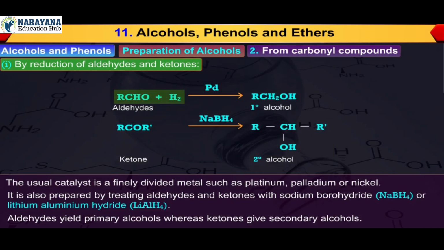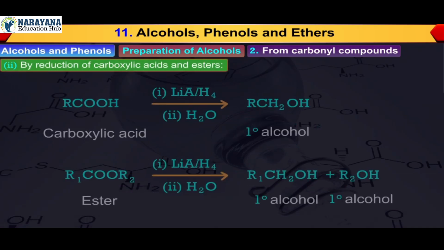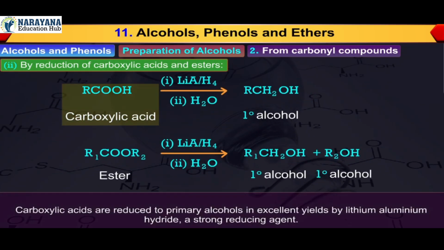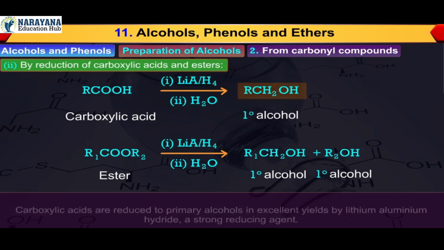RCHO plus H2 in the presence of Pd gives RCH2OH. RCOR' in the presence of NaBH4 gives RCHOH-R'. 2. By the reduction of carboxylic acids and esters. Carboxylic acids are reduced to primary alcohols in excellent yields by lithium aluminium hydride, a strong reducing agent. RCOOH in the presence of 1. LiAlH4, 2. H2O gives RCH2OH.